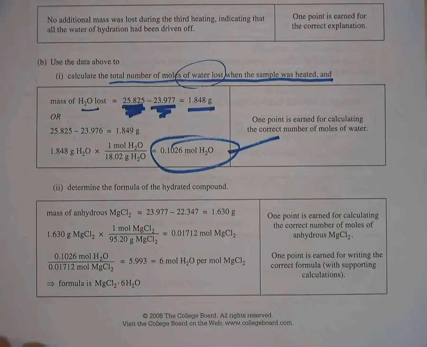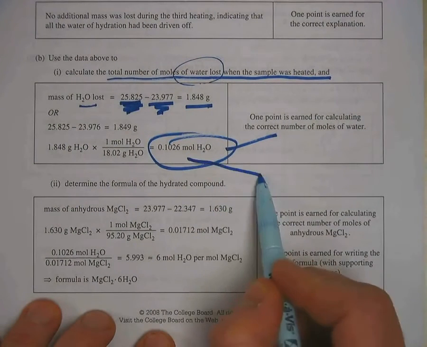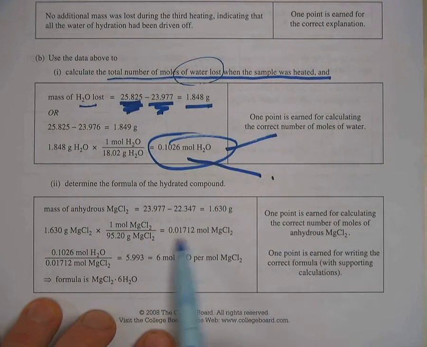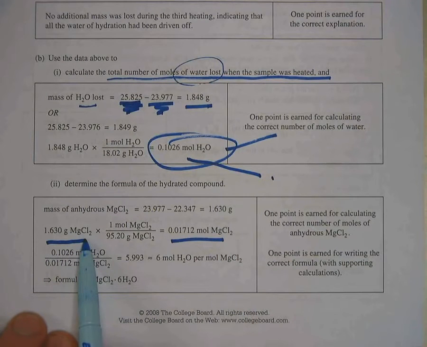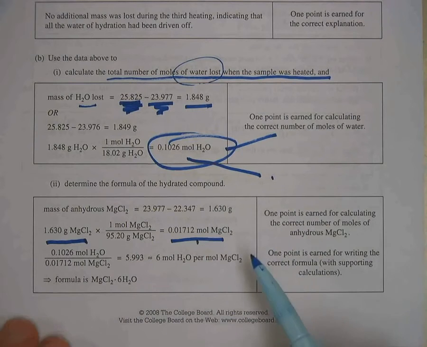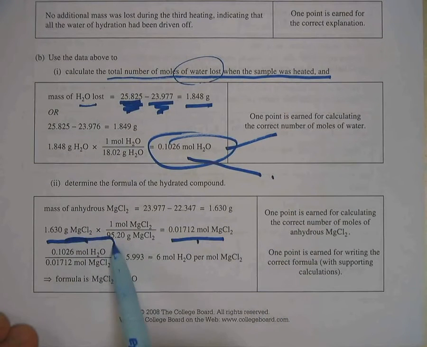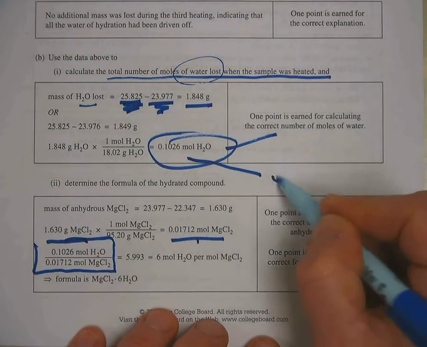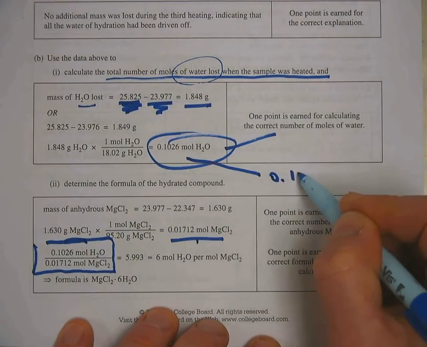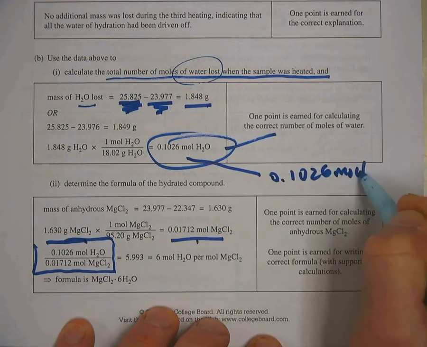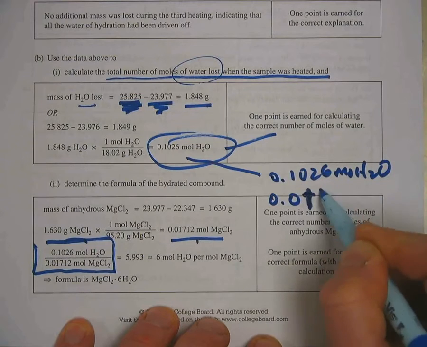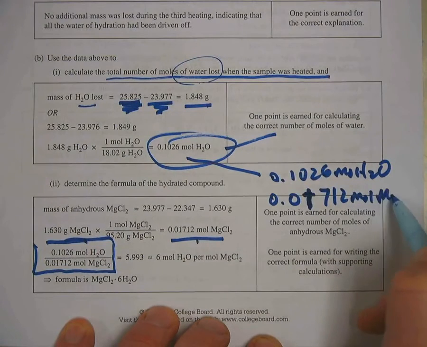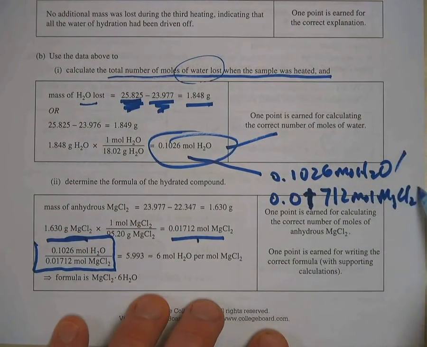Determine the formula of the hydrated compound. Now it becomes an empirical formula problem. I have my moles of water right here, okay? And now I need my moles of MgCl2. So I take my mass of dehydrated MgCl2, convert it to moles, and now I get a ratio between water and MgCl2. MgCl2 is the smallest, so I'll write this out because some people are frustrated by this: 0.1026 moles of H2O, and I have 0.01712 moles of MgCl2. To find this now, divide by the smallest.